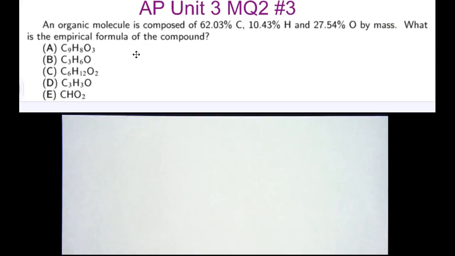An organic molecule is composed of 63.03% carbon, 10.43% hydrogen, and 27.5% oxygen by mass. What is the empirical formula of the compound? And here are our choices.